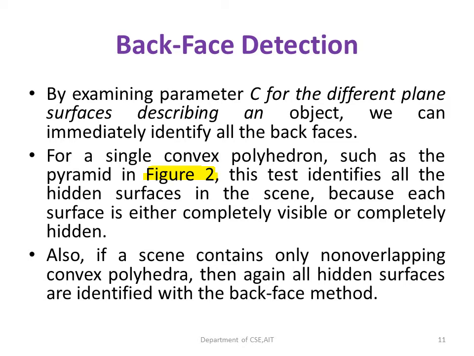Suppose I have a simple convex polyhedron like in figure 2. That means I have a simple pyramid. So by making use of this back face detection, I can find out which face is hidden or which face is visible. Because in this particular pyramid, all the surfaces are either completely hidden or completely visible. It is a very simple object. It does not have any complications.